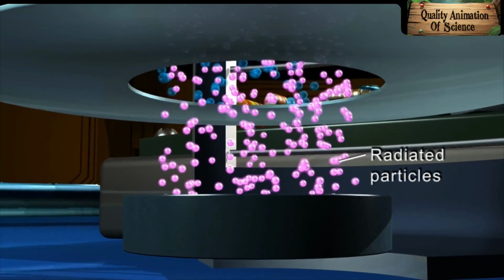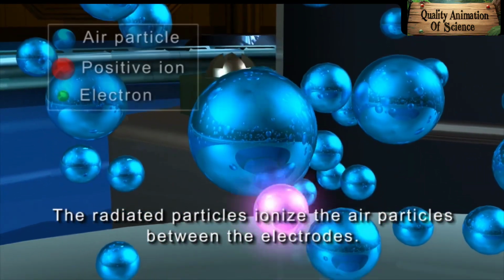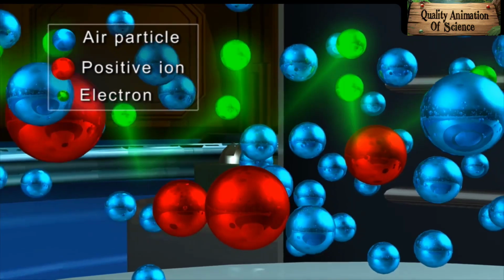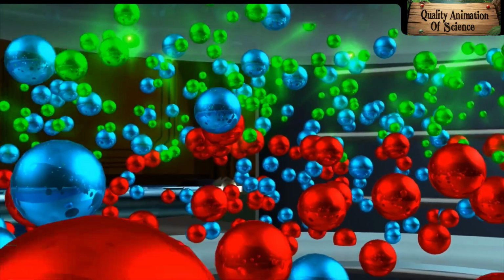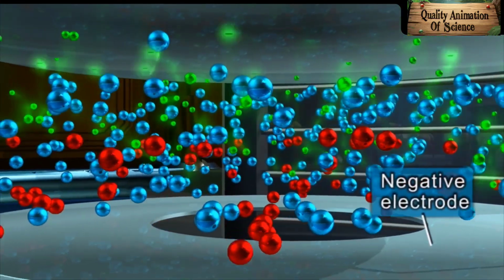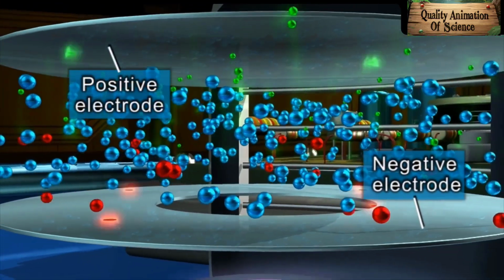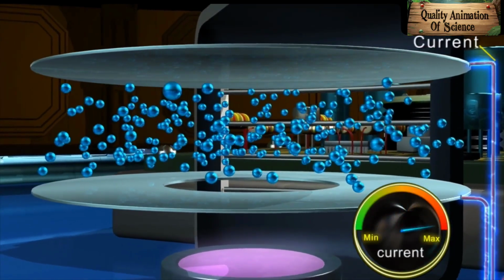Americium radiates some kind of particles. These particles go on to ionize the air particles into positive ions and free electrons. The positive ions move towards the negative electrode, while the free electrons move towards the positive electrode, constituting a definite current in the circuit.